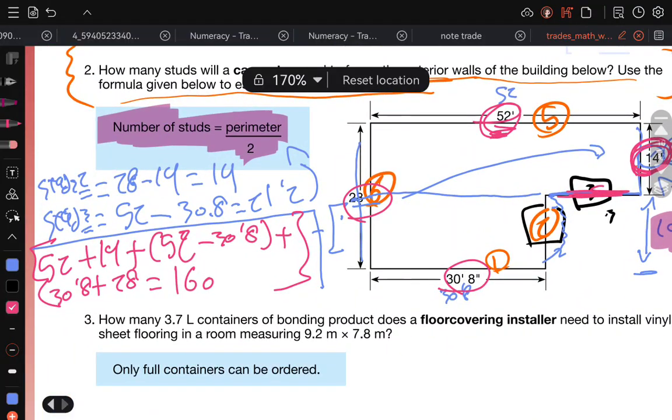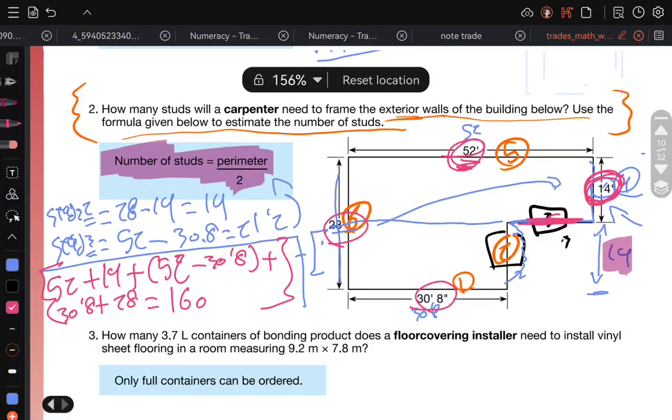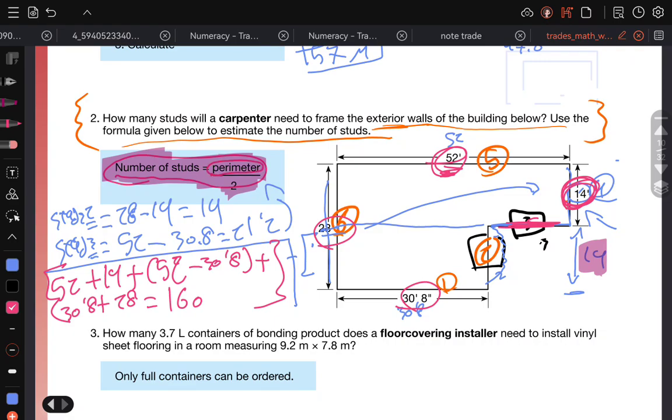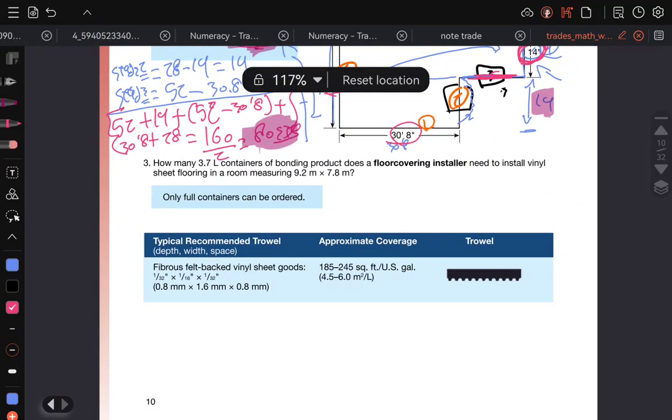It's really bad. Now, did we find the final answer? No, because as you can see here, number of studs is the bare meters divided by 2. So 160 divided by 2 will be 80 studs. So this is the final answer, 80 studs. I hope you understand.